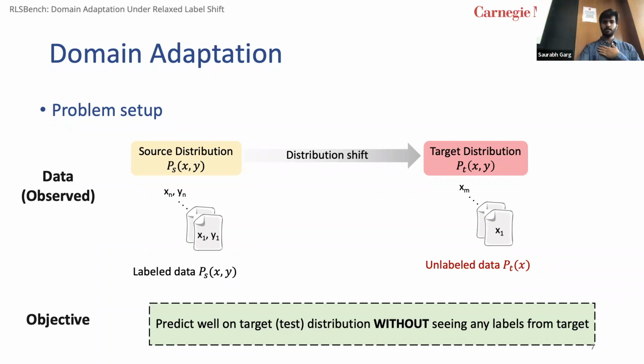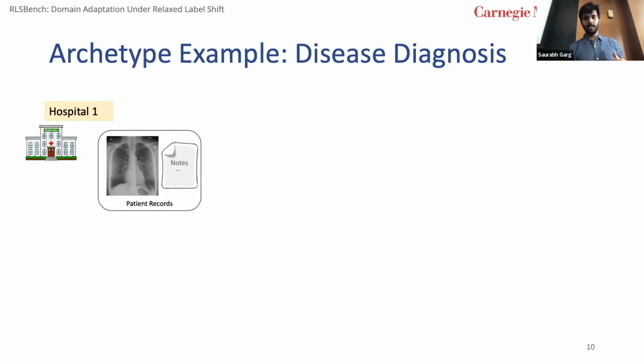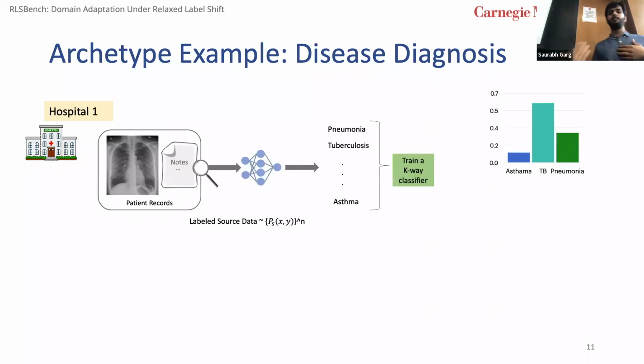In this talk, in particular, I'll focus on distribution shift problems that arise due to changing class prevalences, and I'll make clear what I mean by that. Consider this archetype example in the medical domain for disease diagnosis. Let's say we have labeled data from hospital 1 on a respiratory classification problem with diseases like pneumonia, tuberculosis, and asthma, and these were the prevalences of these diseases in the training data from hospital 1.